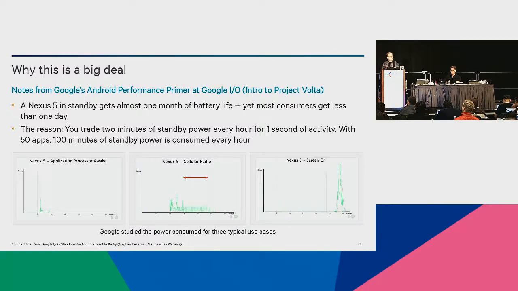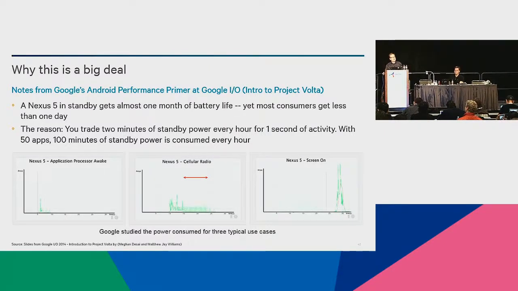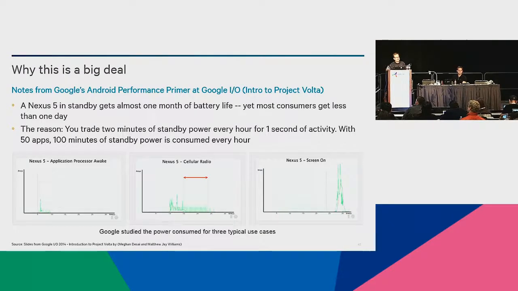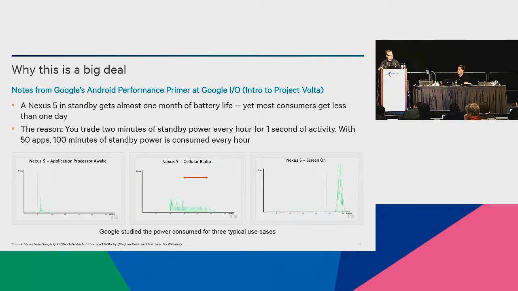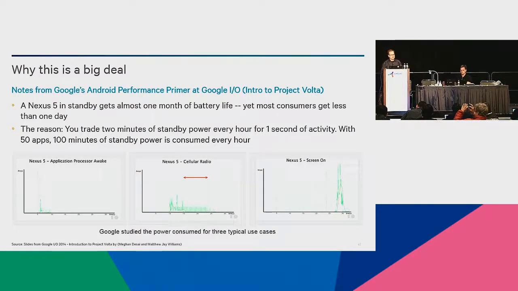Now that in itself isn't a problem, but the problem is the average consumer has 25 to 50 apps on their phone. I have probably 150, and I'm sure there's people in here that have more. So you start adding up all those individual apps and all that activity, and in their particular example with 50 apps, 100 minutes of power is consumed every hour, the equivalent of that. So over an 8-hour period, a lot of power is consumed. And that's why those long standby periods get eaten away.